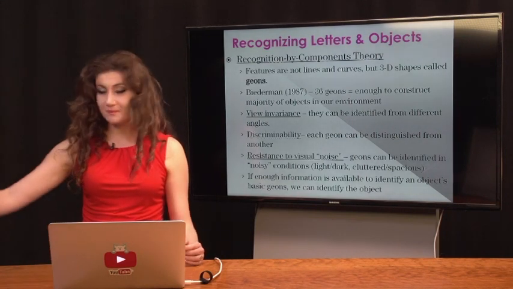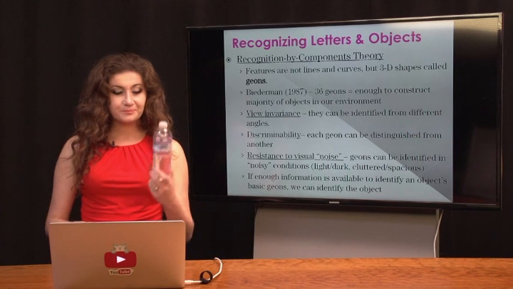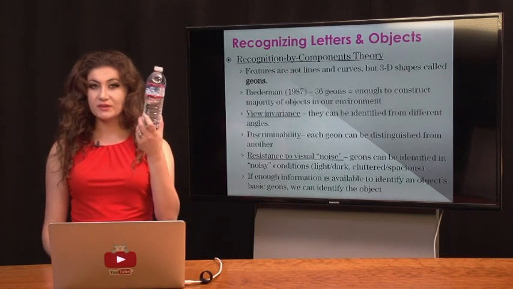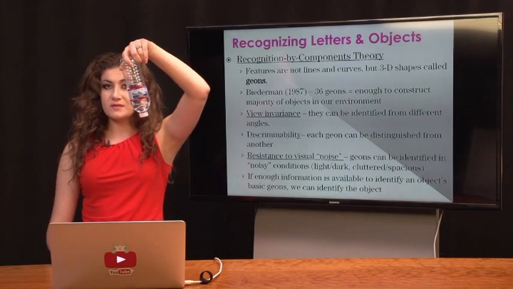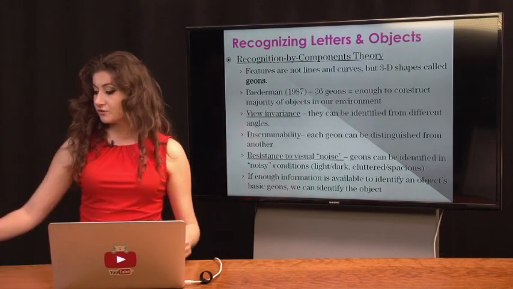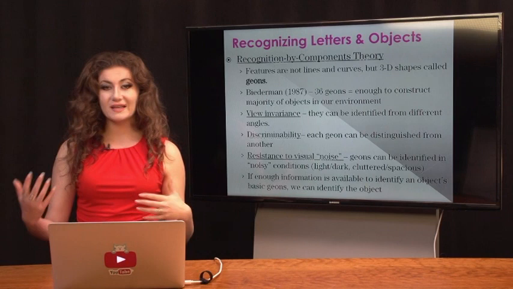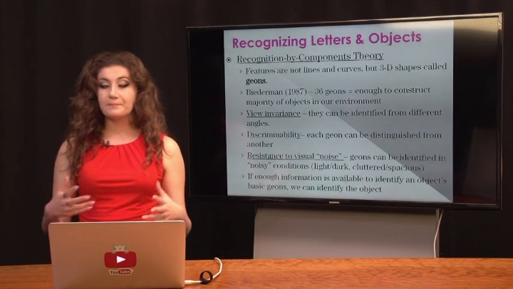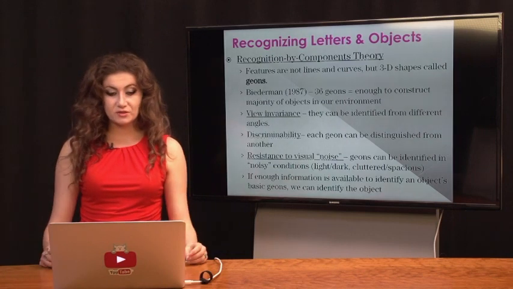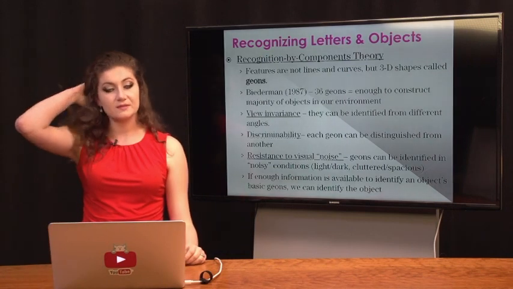For example, I'm going back to my water bottle. If I hold the water bottle this way, you can see it's a bottle. If I hold it this way, you see it's a bottle. If I hold it this way, you could still see it's a bottle. So no matter which angle I hold it at, the angle of view becomes invariant. It can change, but your view of it does not change. You still understand what it is. You can still identify it.